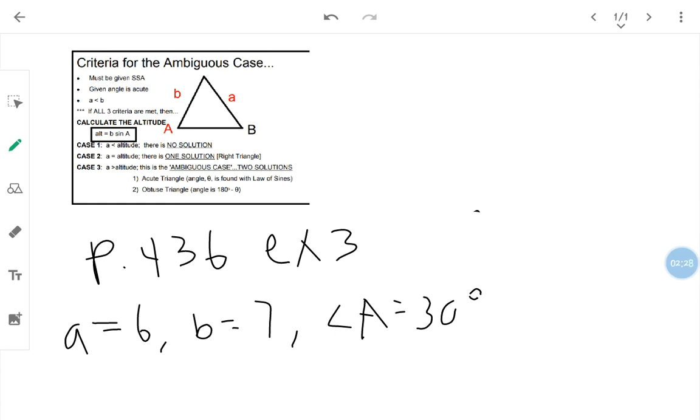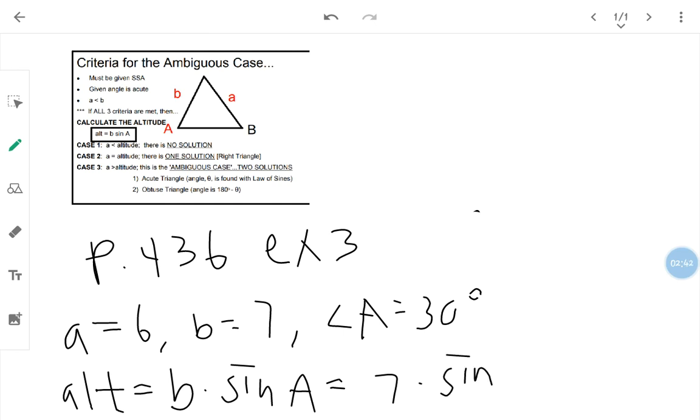Let's check our altitude. My altitude should be b times sine A. What is my b? 7 is my b, and sine A is sine of angle 30. So 7 times sine 30. You can prepare your own calculator. Actually, we know sine 30 is one half, so my altitude is 3.5.